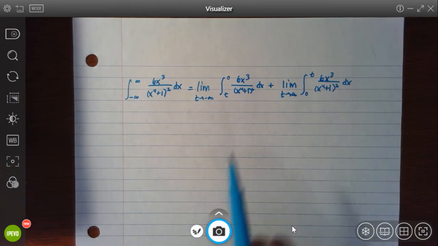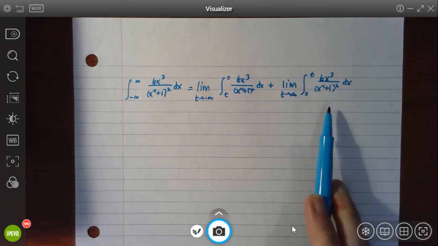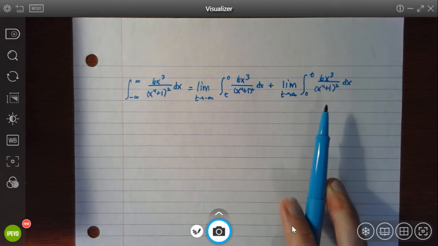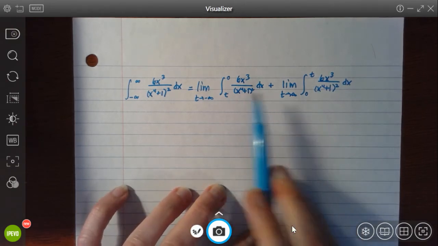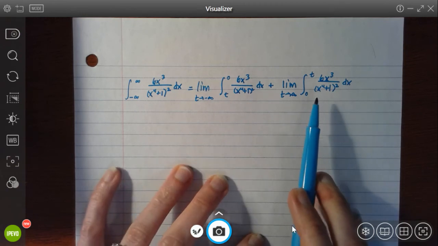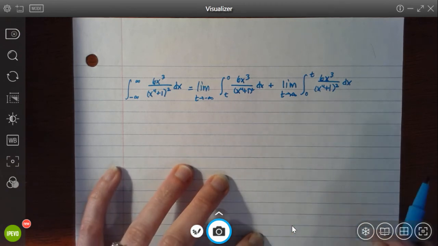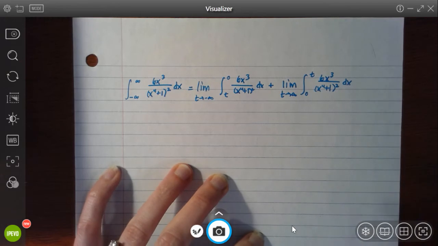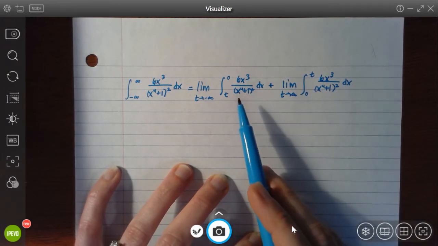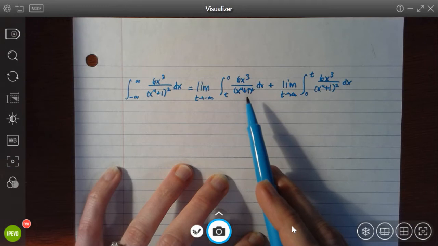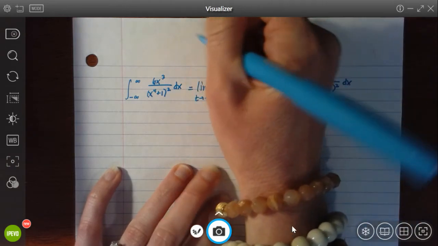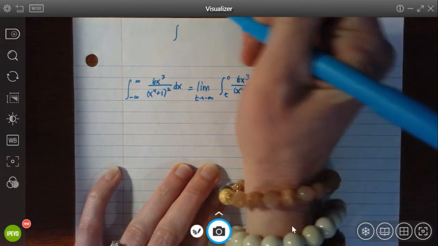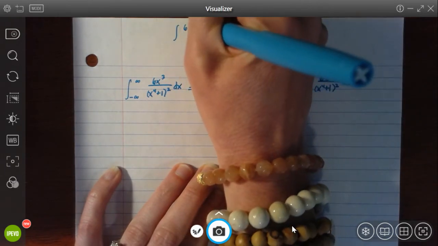What we need to do now is evaluate these two limits separately and then take the sum as our final answer. The good news is that we're evaluating the same integral, so we only have to do the work for the antiderivative once and then evaluate the two limits. Since I have the quantity x to the fourth plus 1 squared in my denominator, I'm going to evaluate that integral using u substitution. So I'm going to go off to the side and do my work for that.